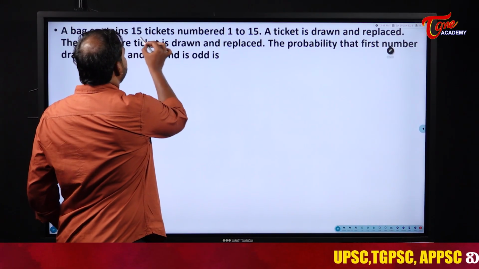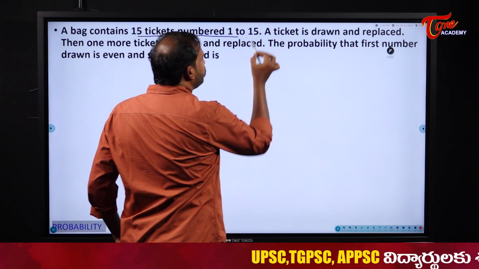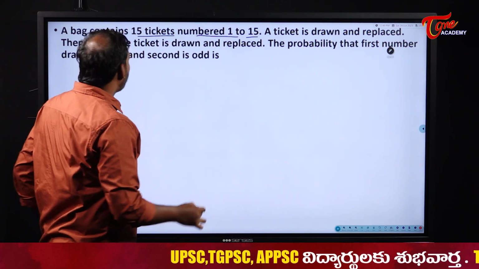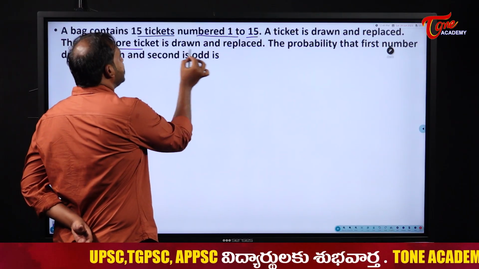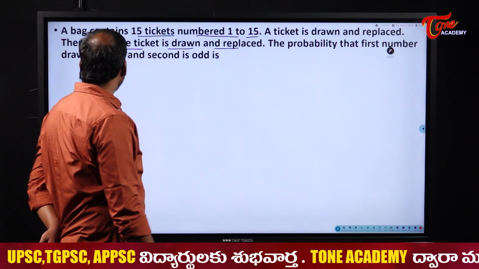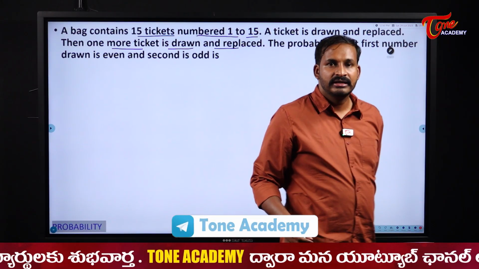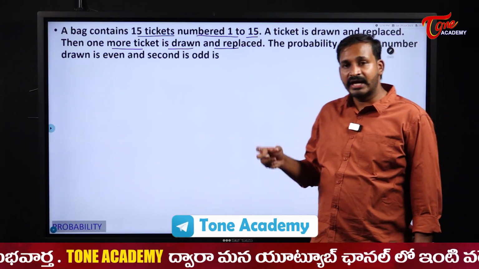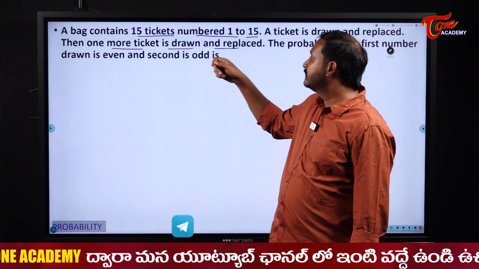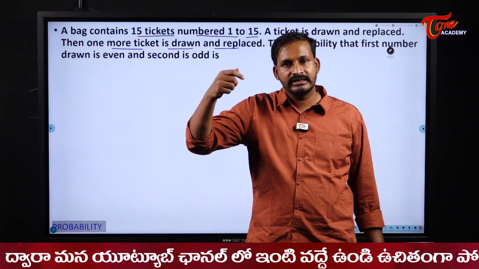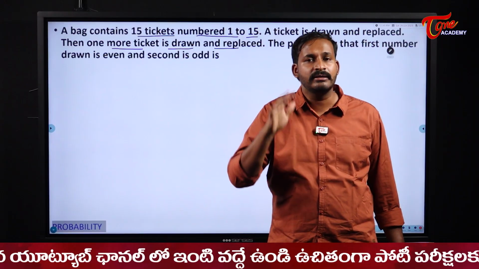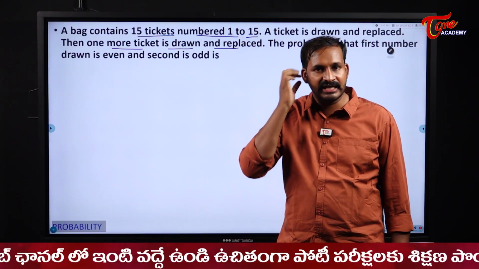A bag contains 15 tickets numbered 1 to 15. A ticket is drawn and replaced. Then one more ticket is drawn and replaced. The probability that first number drawn is even and second is odd. Now see here. How are they picking the tickets? First they are taking out one ticket, having a glance on it, and once again putting it back. That is the thing which is happening.